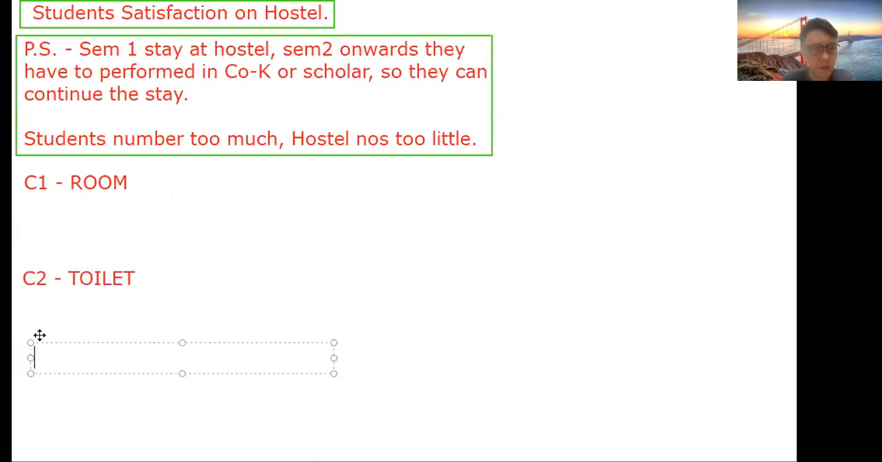The third one, facilities. So these are the three constructs that I will be asking. Next, I will ask them.